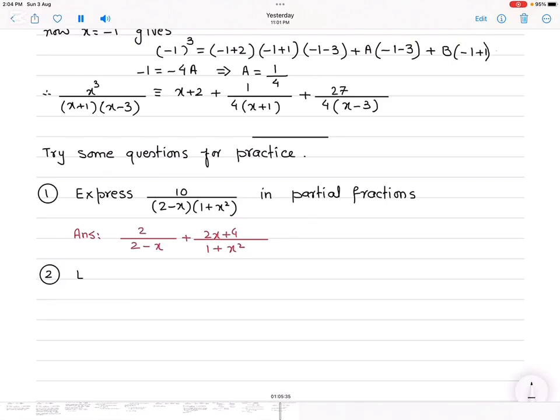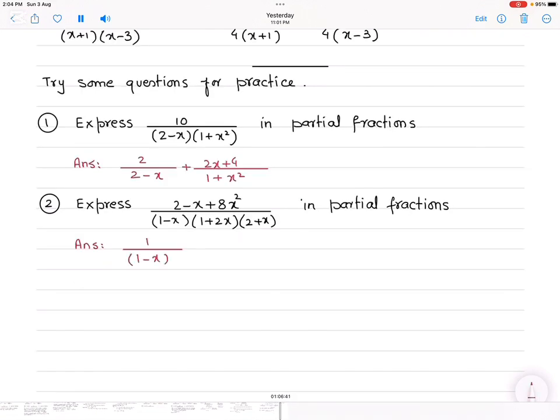One more question: (x + 2 − x + 8x²)/((1 − x)(1 + 2x)(2 + x)). In partial fractions, its answer should be 1/(1 − x) + 2/(1 + 2x) − 4/(2 + x).